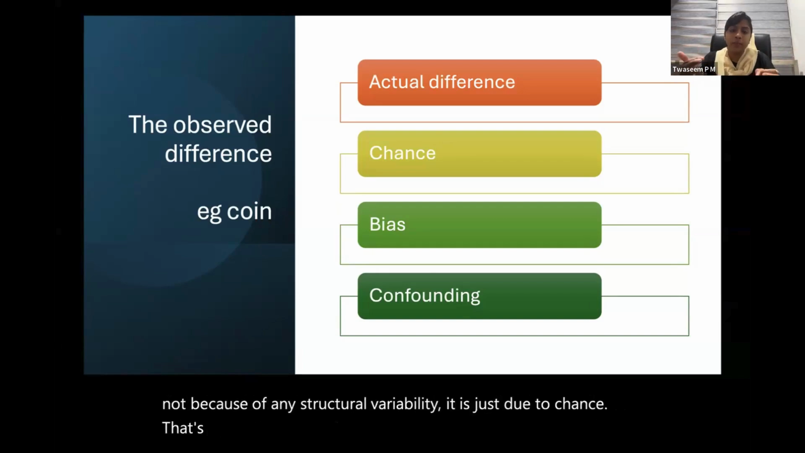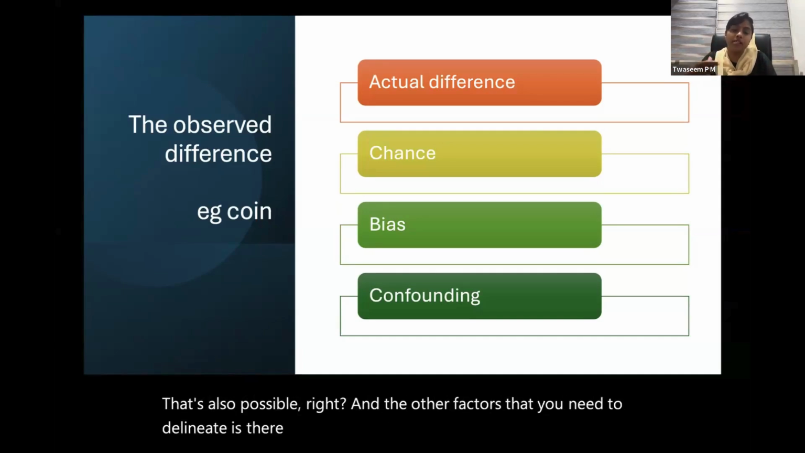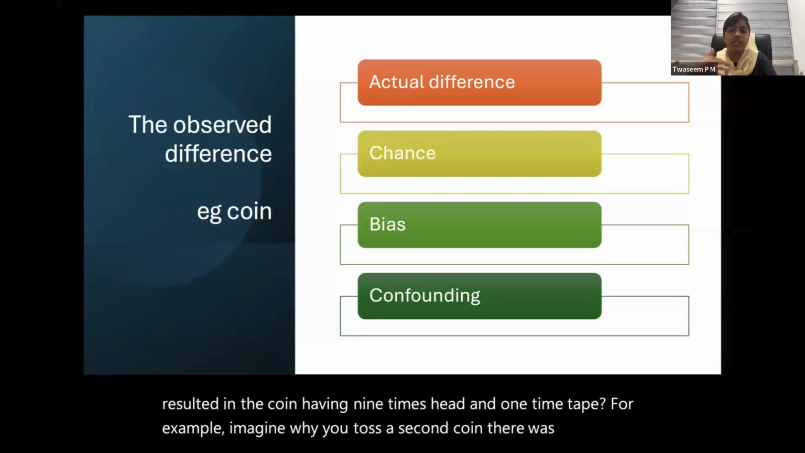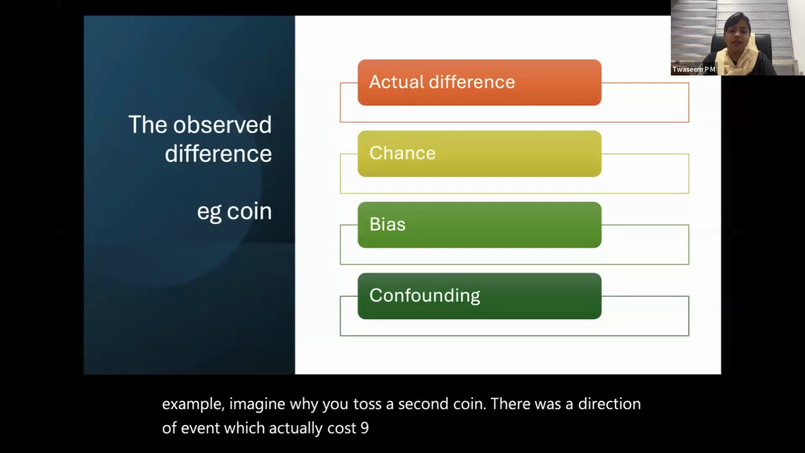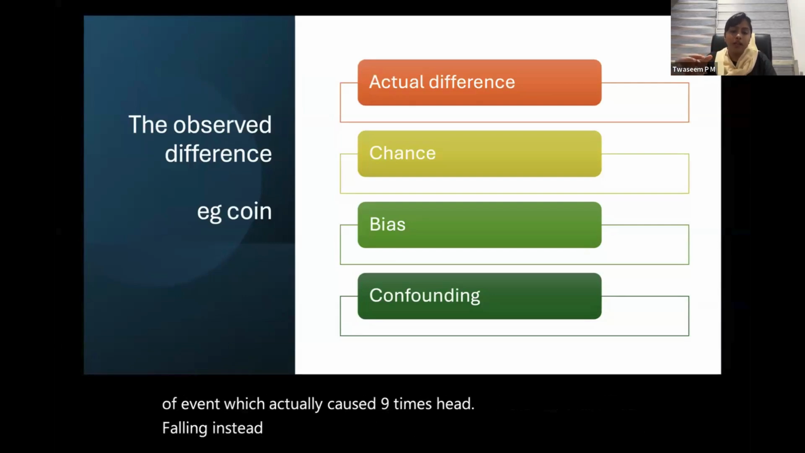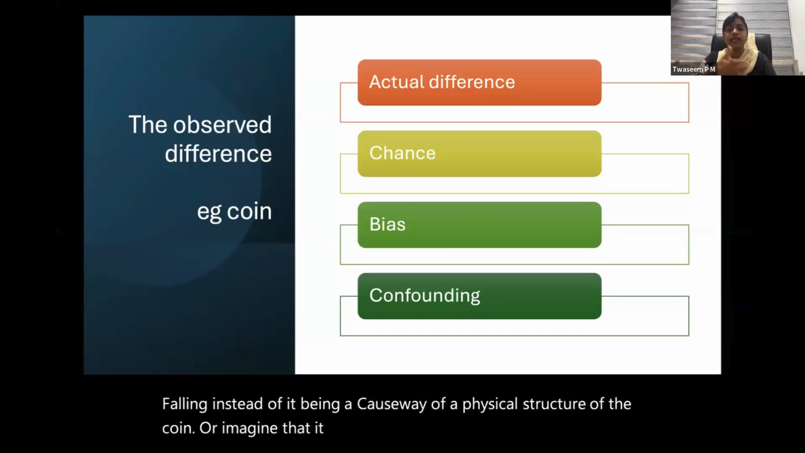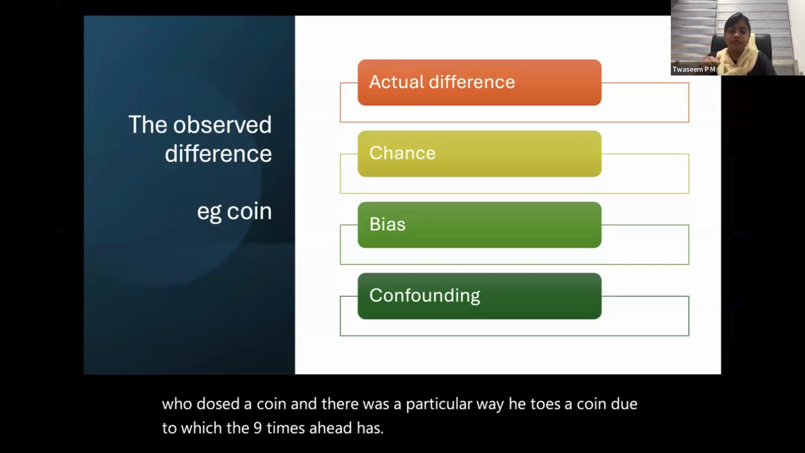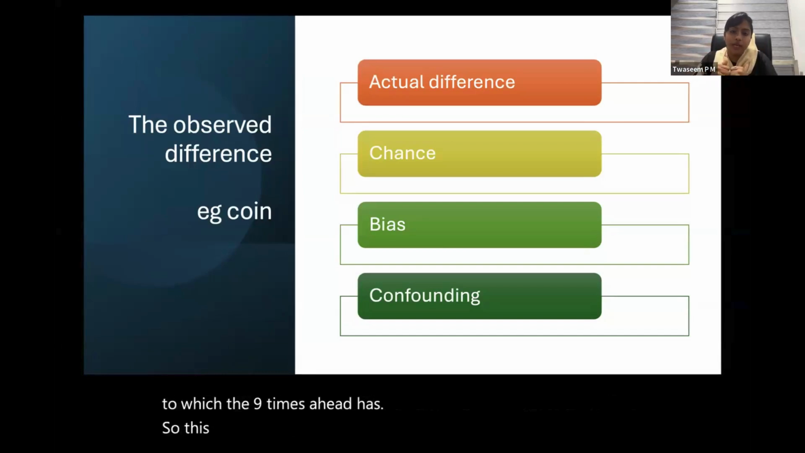That's also possible, right? And the other factors that you need to delineate: is there any possibility for bias or confounding that has resulted in the coin having 9 times head and 1 time tail? For example, imagine while you toss the second coin, there was a direction of the wind which actually caused 9 heads to fall, instead of it being a cause of the physical structure of the coin. Or imagine it's a second observer who tossed the coin and there was a particular way he tossed it due to which 9 times the head fell. So this is what you need to keep in mind in every study.